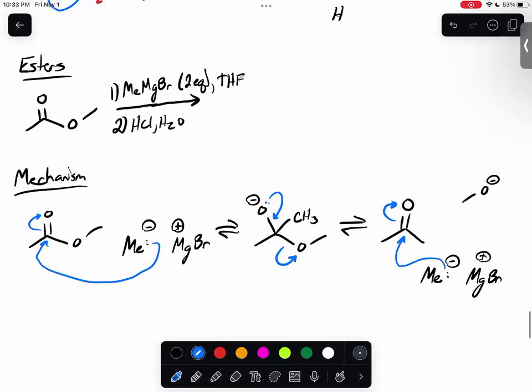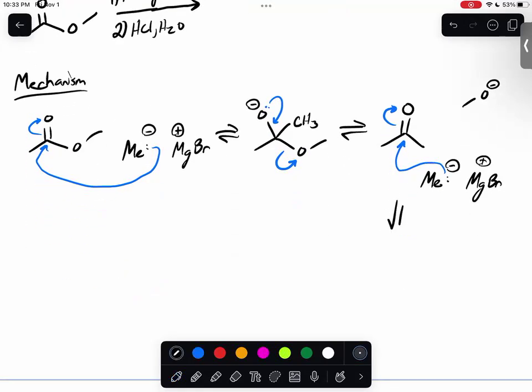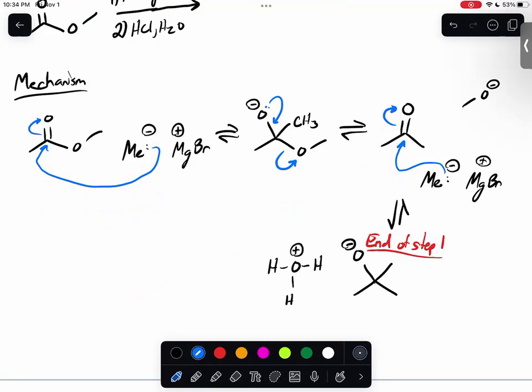From here, we have now generated a tertiary alkoxide. And as you can imagine, this is the end of step one because we no longer have any leaving groups connected to that carbon. So from here, it's as simple as that acid workup step, where we have that H3O plus that we grab a proton from, and we form the tertiary alcohol.